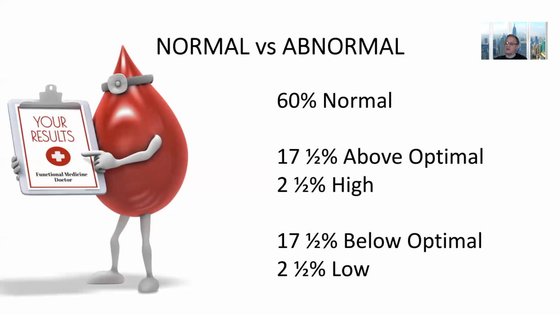We assume 60% are normal, 17.5% are above the optimal, and then 2.5 is high, 17.5% is below optimal, and then 2.5 is low. Our goal is to catch it when it's in that above or below optimal and get it turned around and back to the normal before it even has a chance to cause a disease.